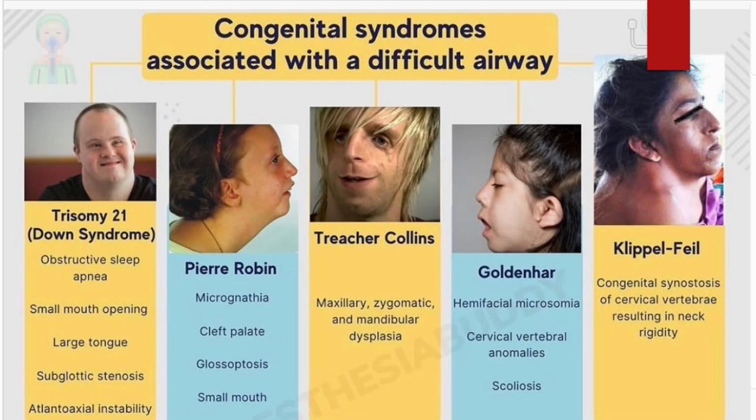And here, Goldenhar and Klippel-Feil. Those are some other congenital abnormalities. Goldenhar is going to be your hemifacial microsomia, vertebral anomalies, and that can create a very challenging chance for mask ventilation. Klippel-Feil, you have that cervical vertebral fusion, so they're not moving that neck. Restricted neck mobility makes intubation very, very challenging.